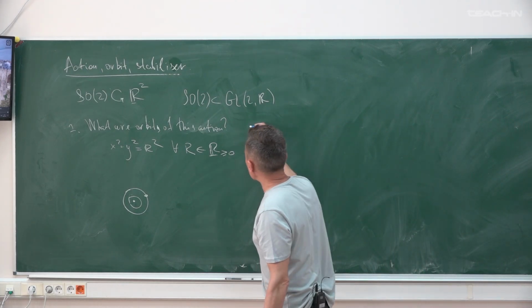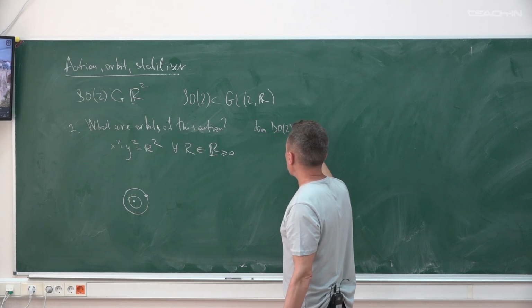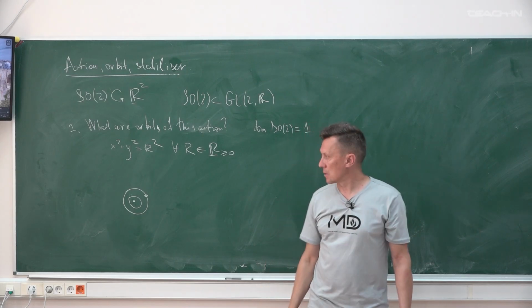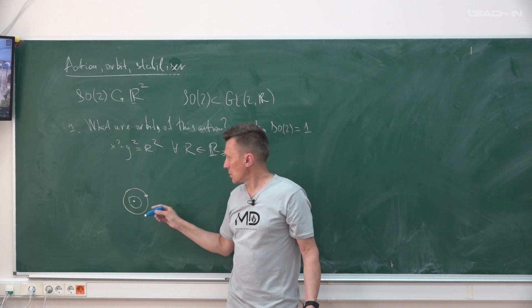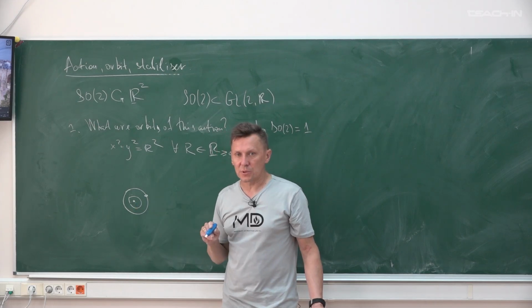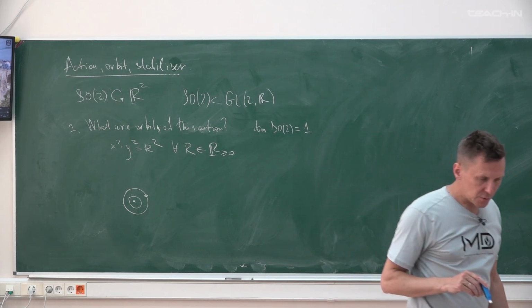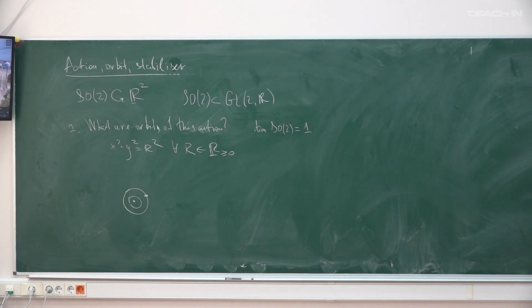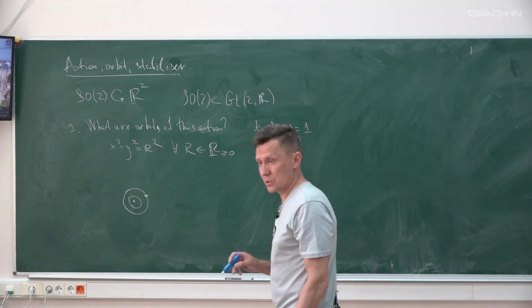So the dimension of the group is 1. The generic orbit is one-dimensional. But there is a very particular orbit which is zero-dimensional. And we have to compare it with the dimension of the stabilizer of the point.